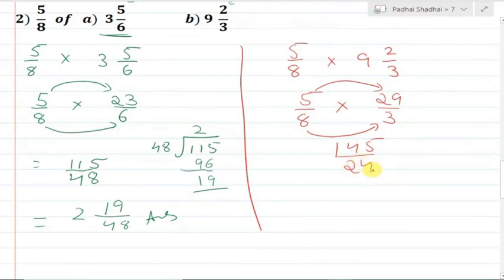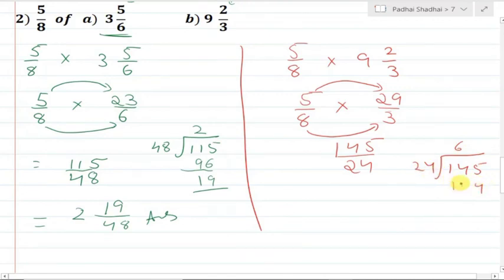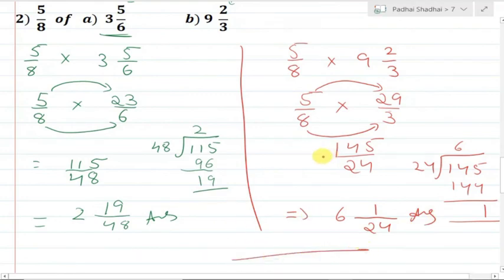Again beta, let us convert the improper fraction into a mixed fraction. So dividing 145 by 24, 24 sixes are 144. So the remainder will be 1. Arranging the terms, we will get 24 as the denominator, 6 as the whole number, and 1 as the numerator. So the answer is 6 integer 1 by 24.